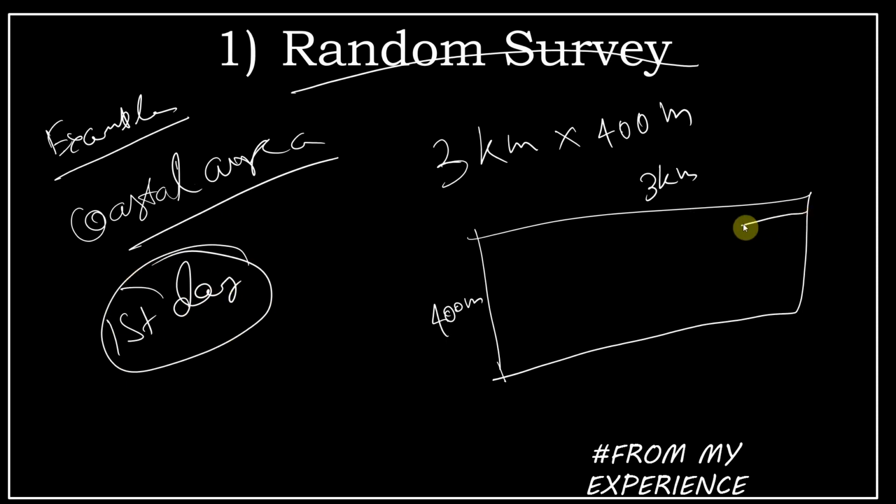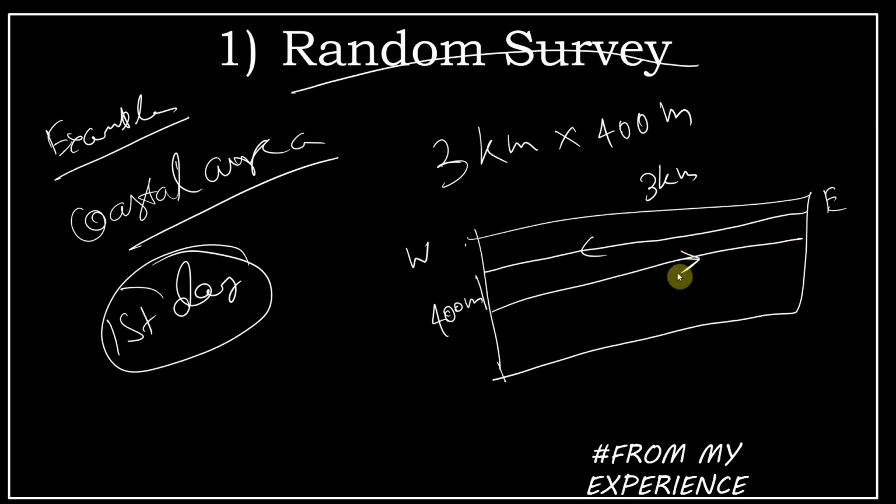You will be taking a survey line from, let's say this side is east, this side is west. So you will take the first line from east to west, then after 100 meters, or 50 meters depending on the time you have, you will take another line, then another line. Don't forget to take this line. So first you will be going from west to east, then from east to west, and then west to east. You got the idea, right?